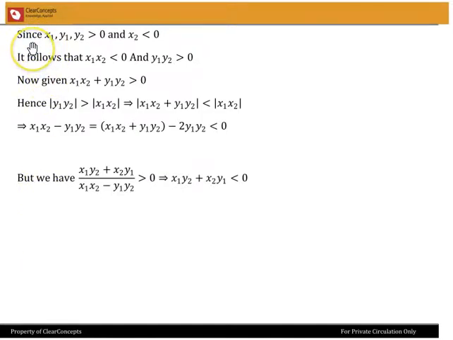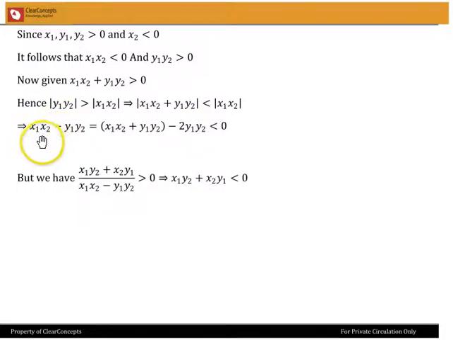Now again, going back, A is in the first quadrant, B is in the second quadrant. So we have x1, y1, y2 positive and x2 negative. Automatically we know that x1x2 will be negative, y1y2 is positive. Now we are given that x1x2 + y1y2 is greater than 0. What that means is, since x1x2 is a negative number, |y1y2| must be greater than |x1x2|. And that means that when we add these, x1x2 + y1y2 will be less than |x1x2|.